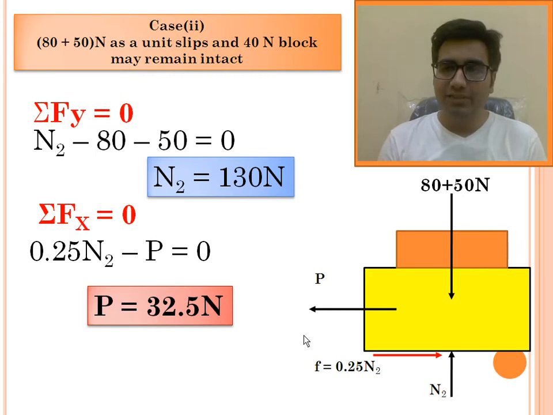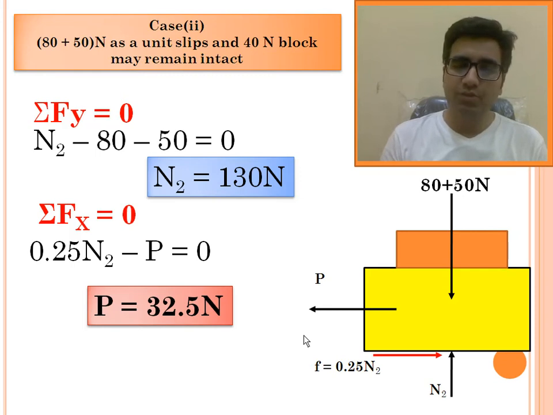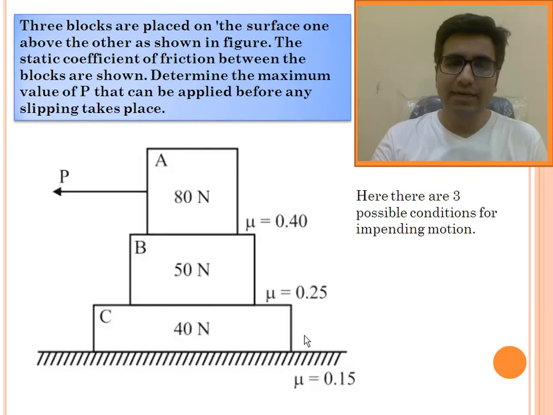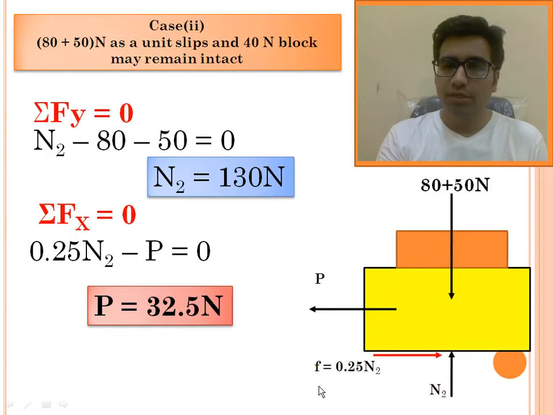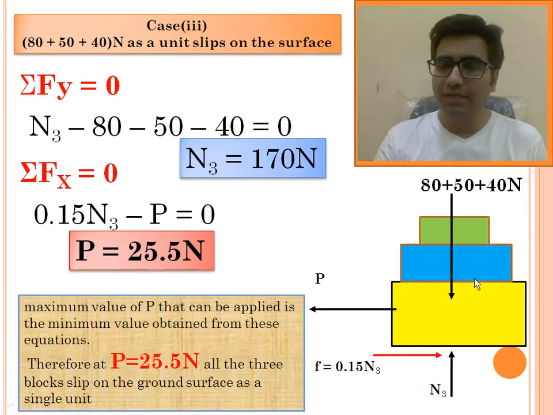So in case 1, we got the disturbing force requirement as 32 Newton, and in case 2, the disturbing force requirement as 32.5 Newton. Let's see the third case. In the third case, what will happen? All three blocks, block A, block B and block C, are going to slip with respect to the ground, and the coefficient of friction between block C and the ground is 0.15. So the total weight of all three blocks is the addition of the weights 80 plus 50 plus 40, which acts vertically downward, and the ground is going to offer a normal reaction perpendicular to it. Let us consider that as N3.